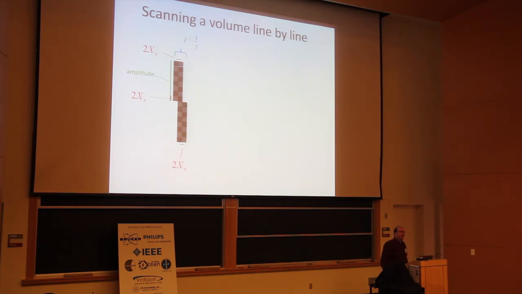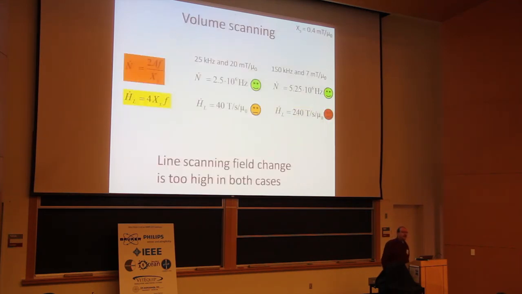We just focus on one period, and what we see is that in this period we need a total field change of 4xs. So we can compute the field change we need for encoding line by line. It's just 4xs over T, which is 4xsf. Okay, let's compare what we originally expected and what we get now.